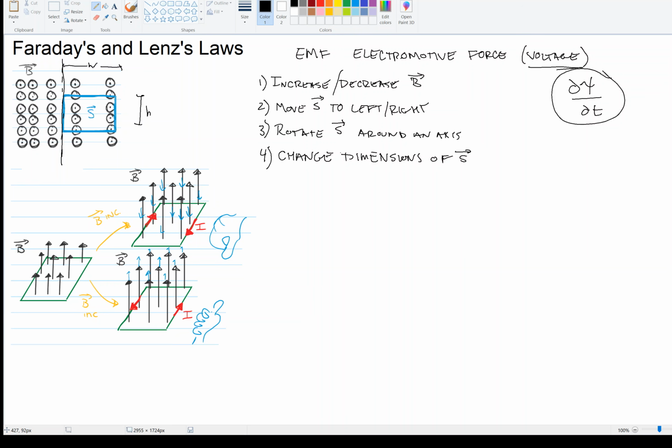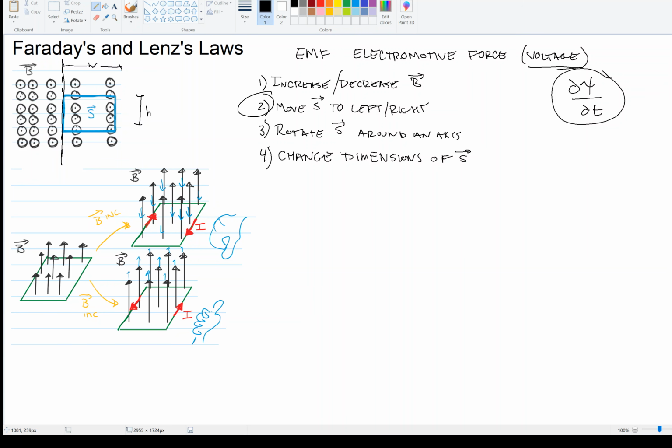All right, so I want to focus on actually point 2 here, where we move S to the left or the right. So consider that case. If we move S to the left, the magnetic flux would increase since B increases, and a voltage is induced and a current flows in the loop. The question is, what is the direction of the current? Or what is the polarity of the induced voltage? So that's what I want to answer right now.